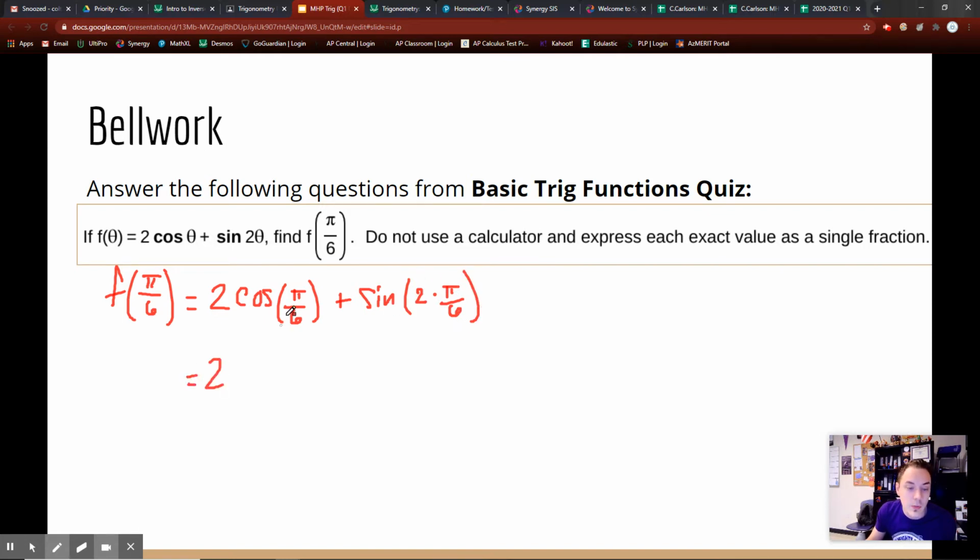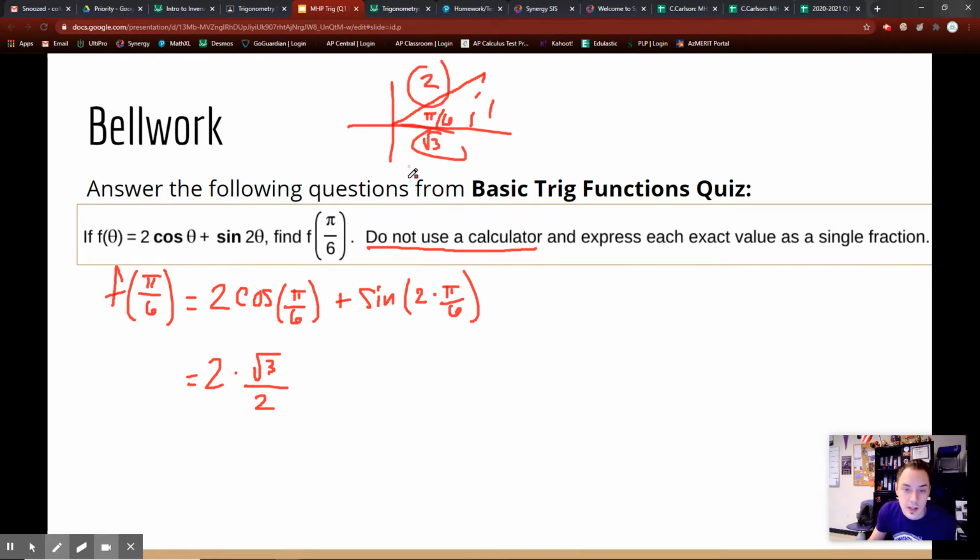So what is cosine of pi over 6? Well, that's going to be radical 3 over 2. We can do that on the calculator, even though it says not to use a calculator; we can just use a triangle if we really needed to. So this is pi over 6. This is cosine. So this is 1, this is 2, and then radical 3. So cosine is radical 3 over 2.